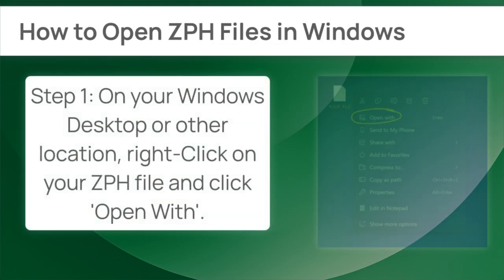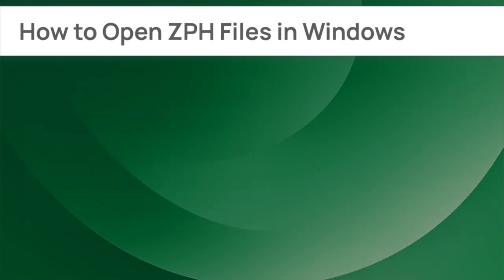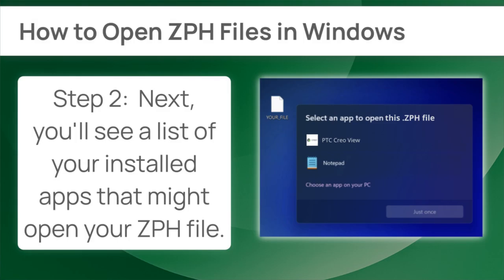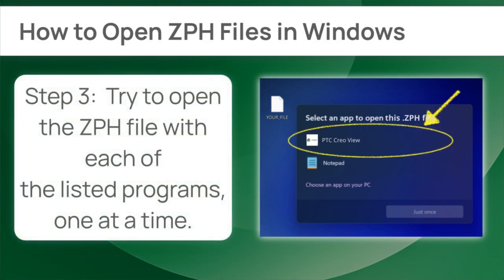Let's troubleshoot the file association error. Right-click your ZPH file and select Open With. Test PTC Creo View if installed. If unavailable, choose a different app. That is often the key to unlocking the file.